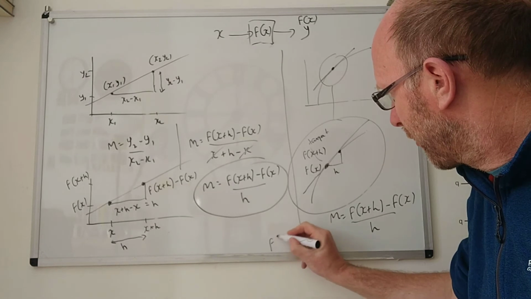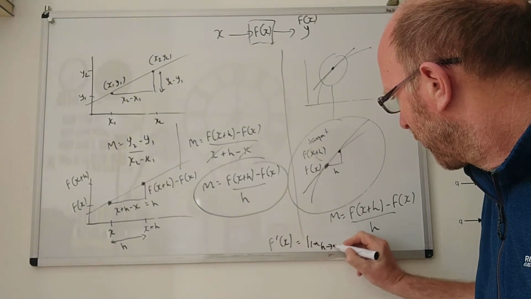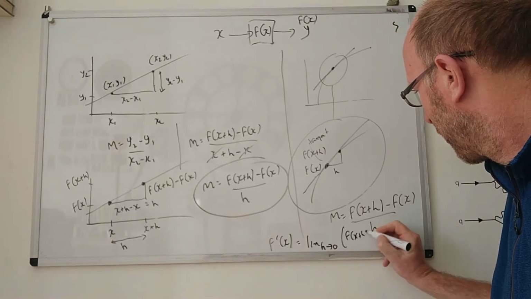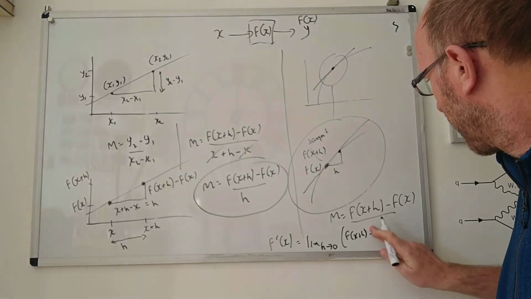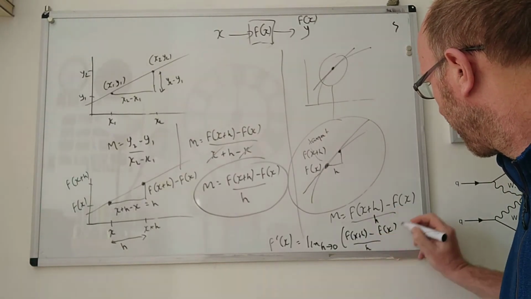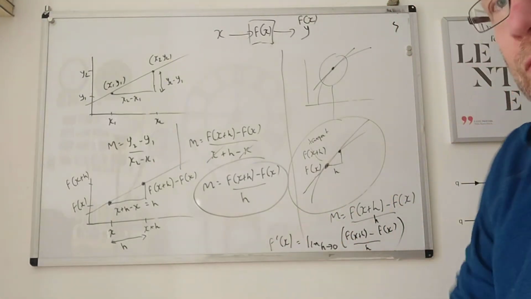So we call it f dash x, and we say the limit as h approaches 0 of all of this: f of x plus h minus f of x, over h. And that is differentiation, okay?